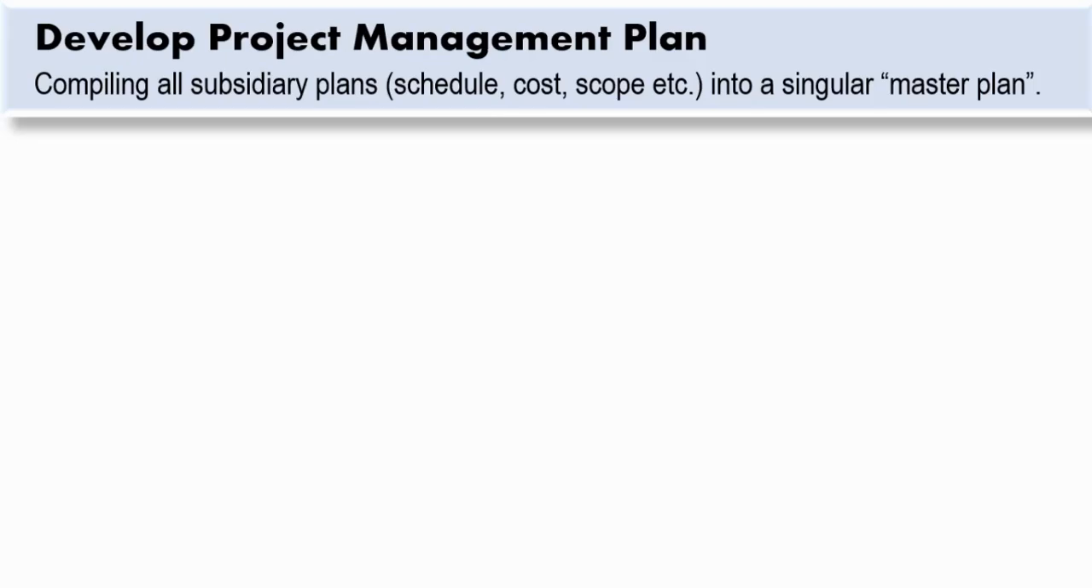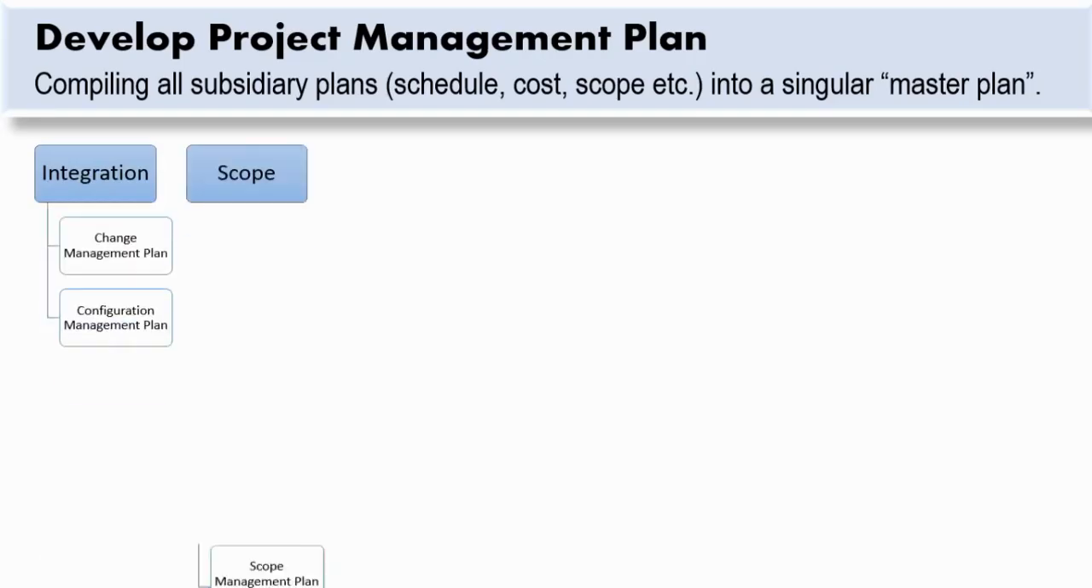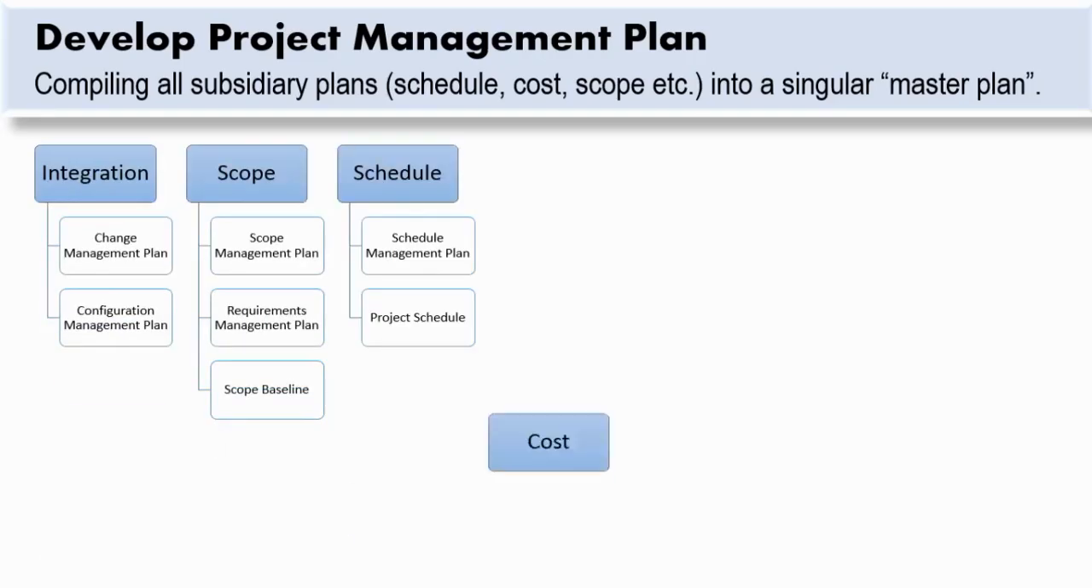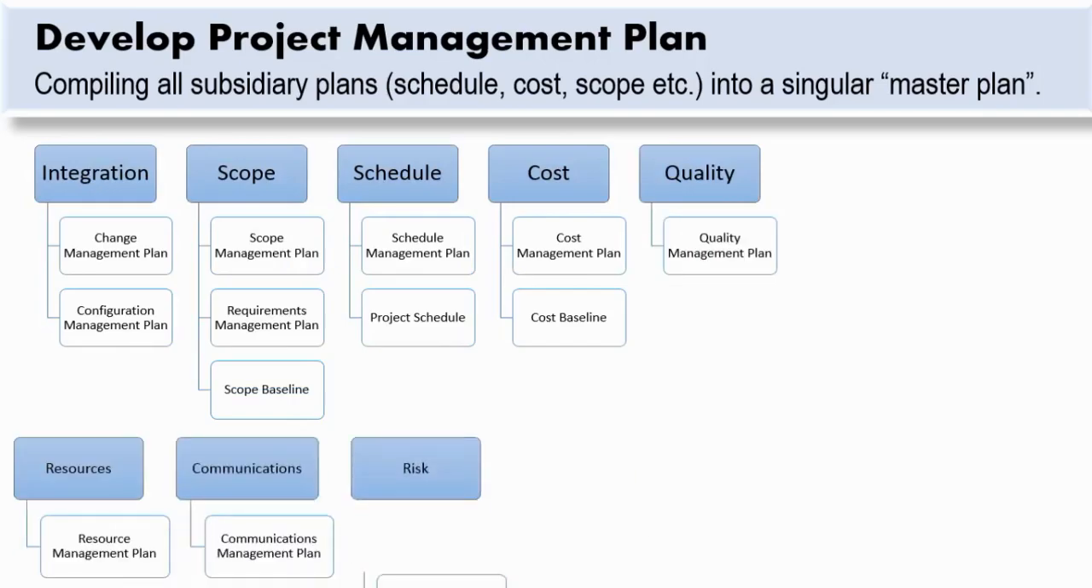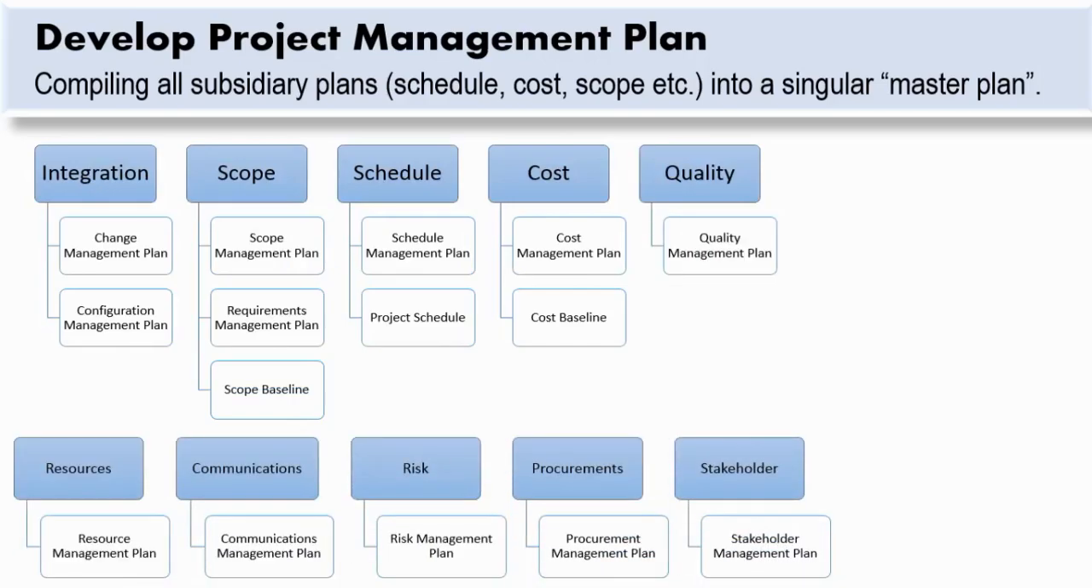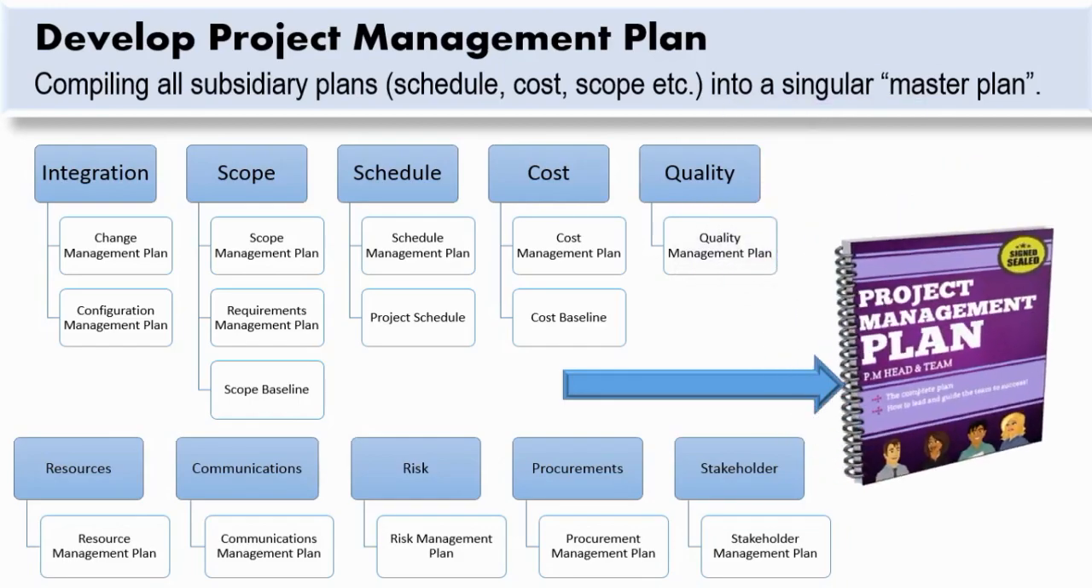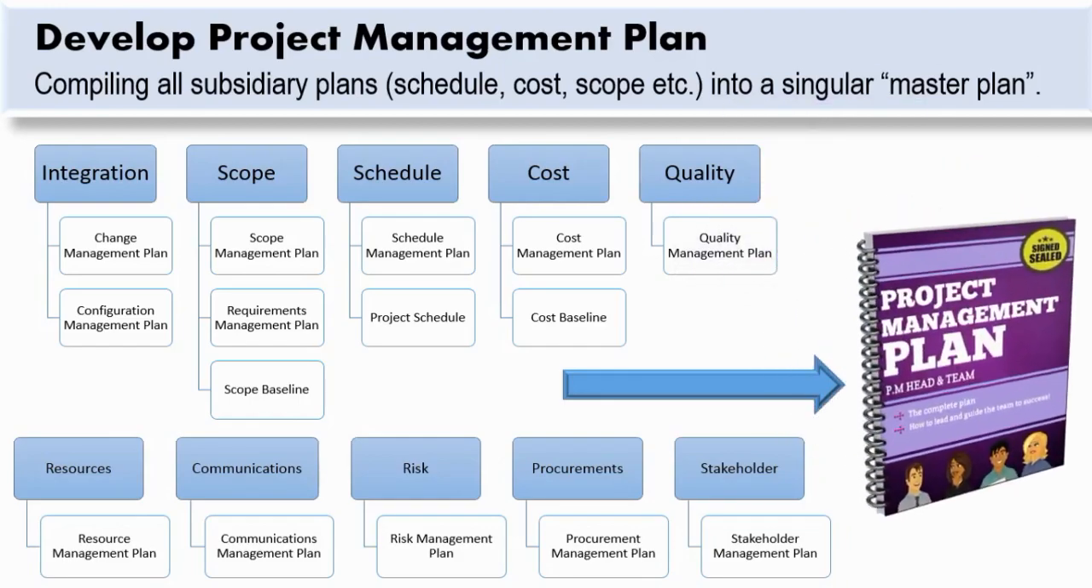It definitely will help. So as you can see on the screen, its main aim is compiling all subsidiary plans, schedule, cost, scope, and many more into a singular master plan. So we've got plans across various knowledge areas: integration, scope, schedule, cost, quality, resources, communications, risk, procurement, and stakeholder management. And all of these plans across all of these knowledge areas become one big plan called a project management plan.